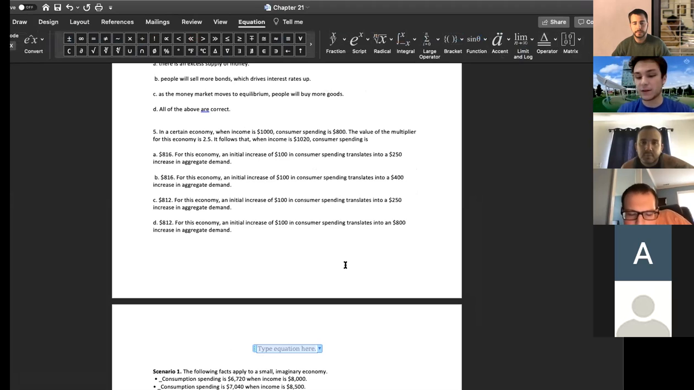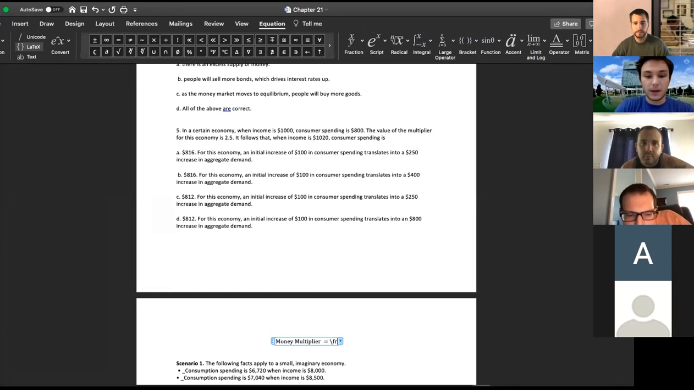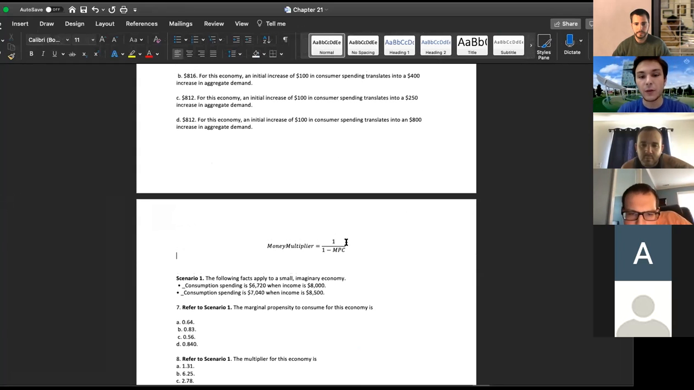Remember, we talked about this money multiplier being equal to this equation right here, which is 1 divided by 1 minus our marginal propensity to consume. Now, another way of expressing that is, think about it.